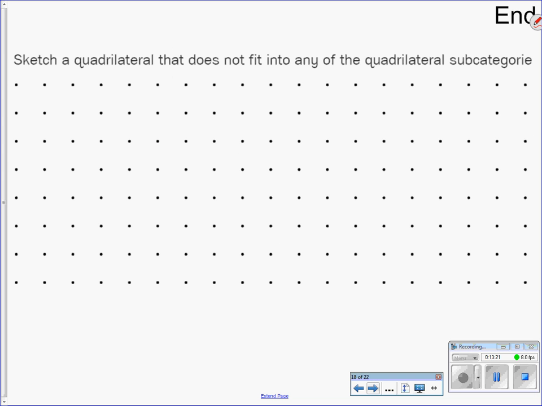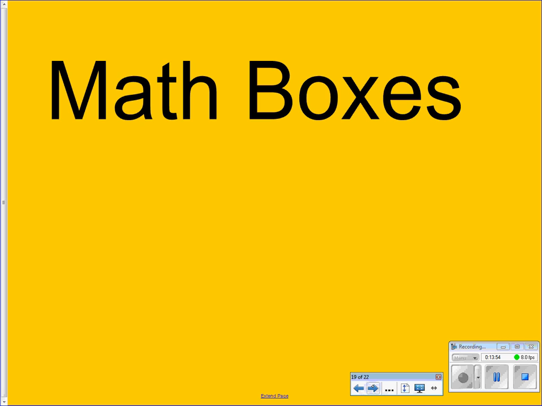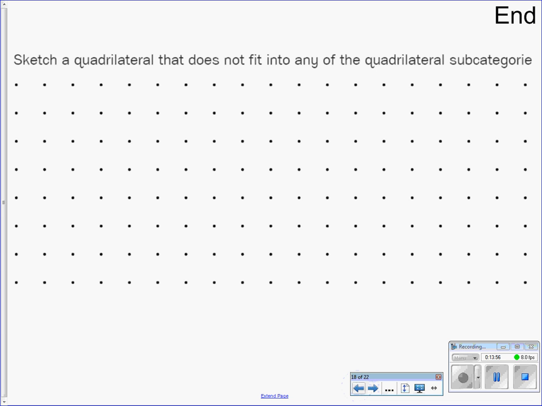And this time you're going to sketch a quadrilateral that doesn't fit any of the quadrilateral subcategories. So it doesn't fit any. So go ahead. So for this one, you could have drawn any non-trapezoid or non-kite quadrilateral. Okay, and that will conclude our lesson for lesson 4.5.